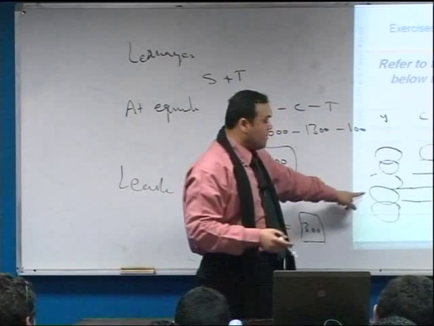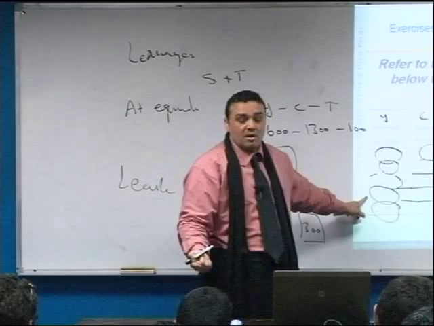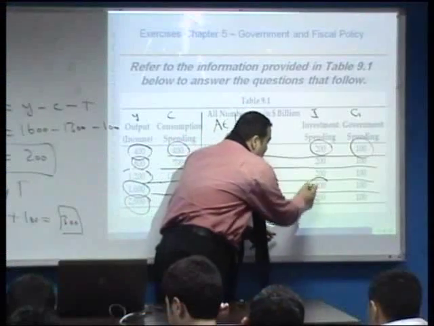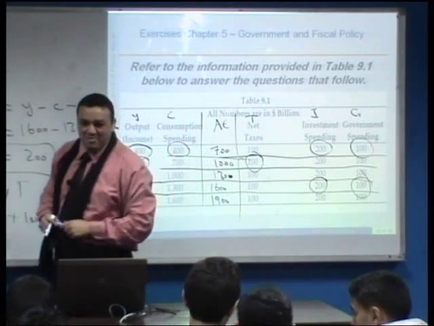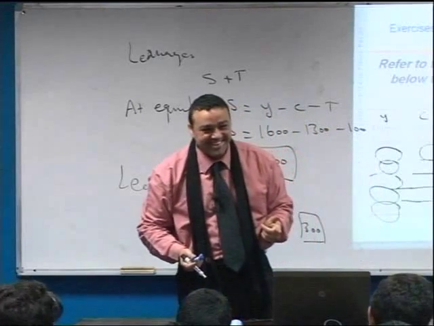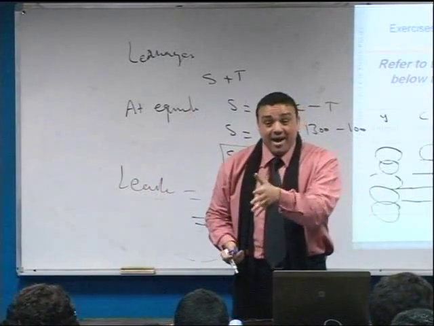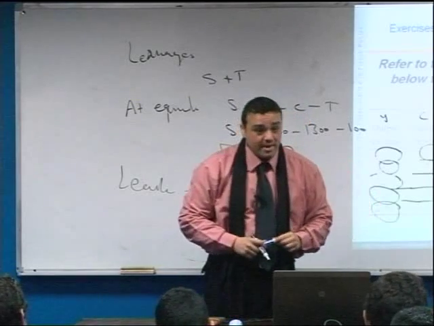And how much are the injections? I plus G. At equilibrium, leakages must equal injections. So I, 200, plus G, 100. So at equilibrium, leakages equal injections. The injections I plus G equal 200 plus 100, right? Okay.